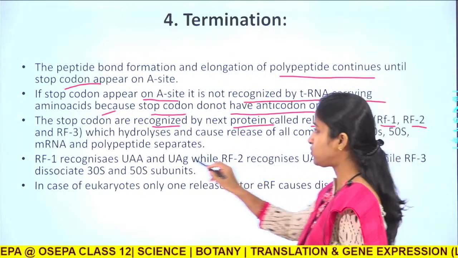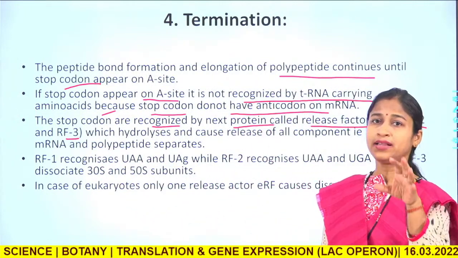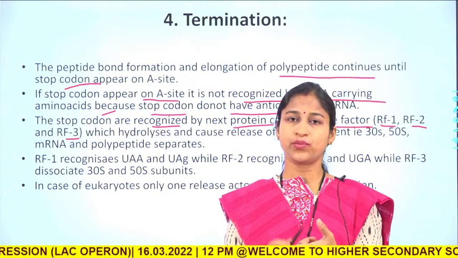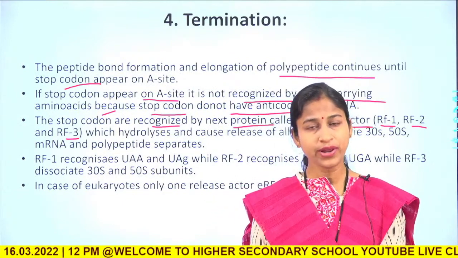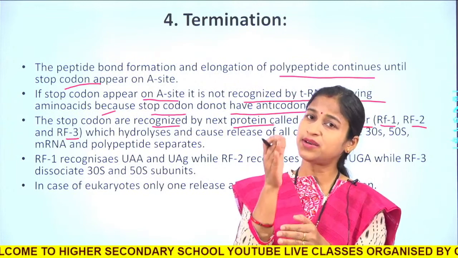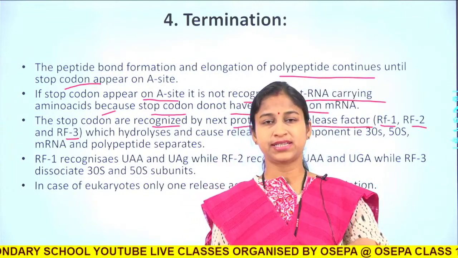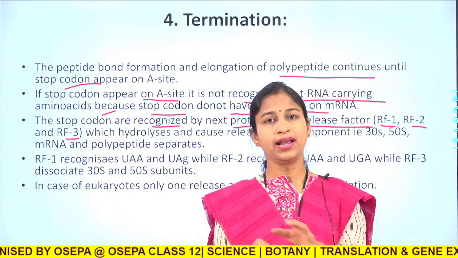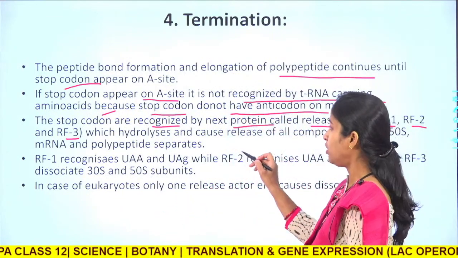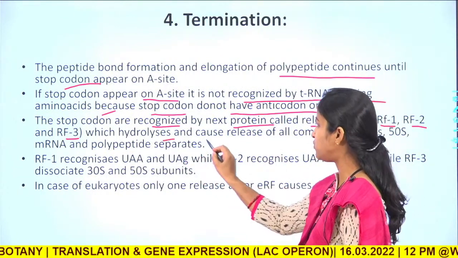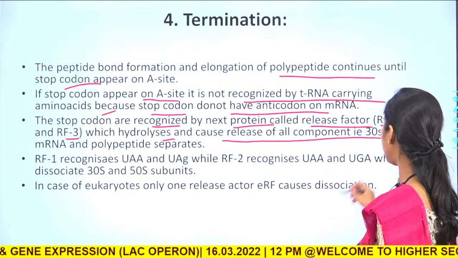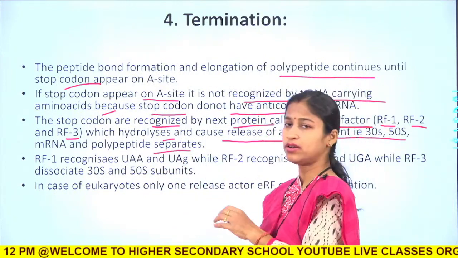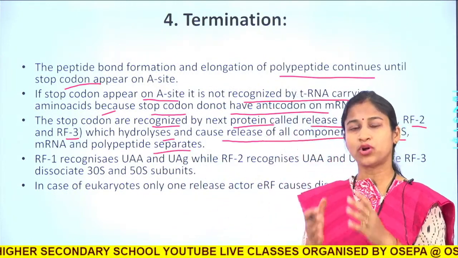In prokaryotes, RF1 and RF2 recognize the stop codons like UAA, UAG and UGA, whereas the RF3 releasing factor actually releases the peptidyl chain as a polypeptide, which comes out of the ribosomal environment, and everything gets dissociated. All 3 together hydrolyze and cause the release of all components: the smaller ribosomal subunit, the larger ribosomal subunit, the mRNA and the polypeptide all separate from each other, and the process of translation stops there.